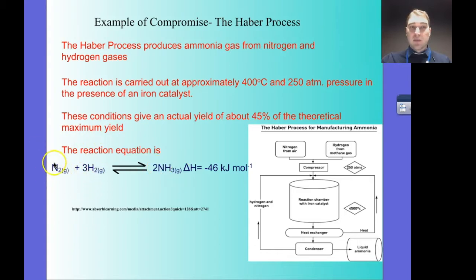So on the left hand side we've got 4 molecules, on the right hand side we've got 2. So if we increase pressure on this system, it will shift to the right to relieve that pressure. And that means we make more ammonia, which is more of what we want to make.